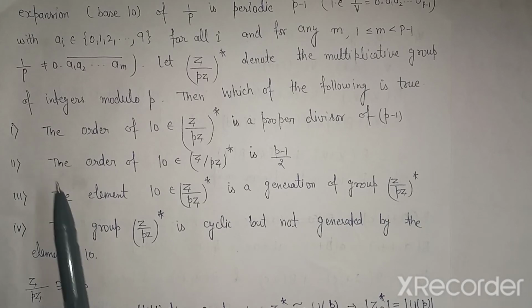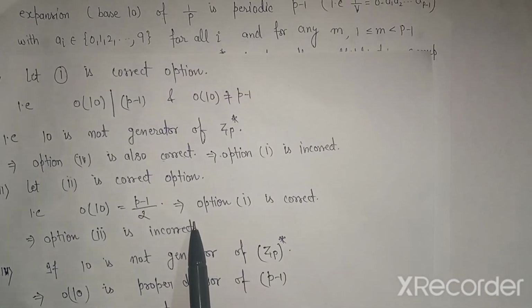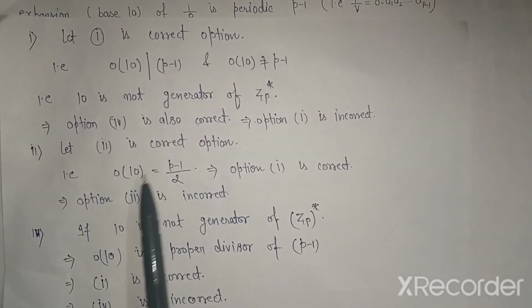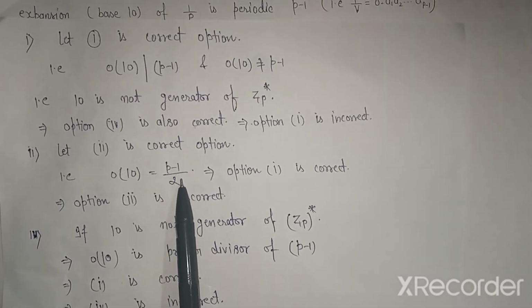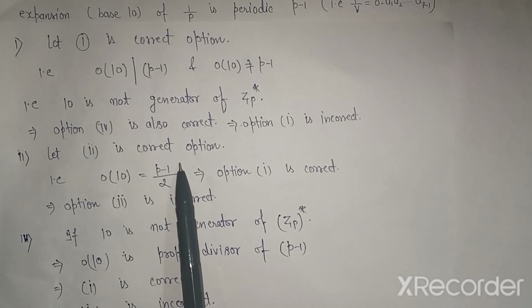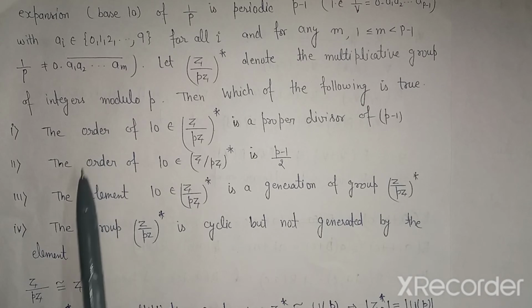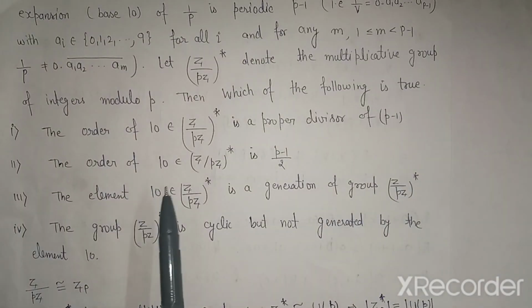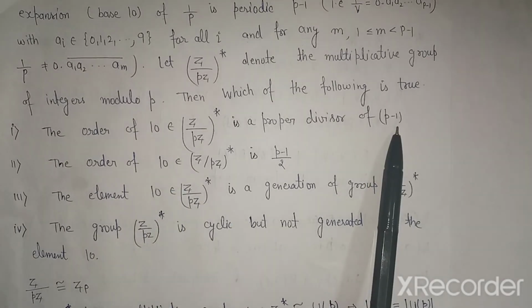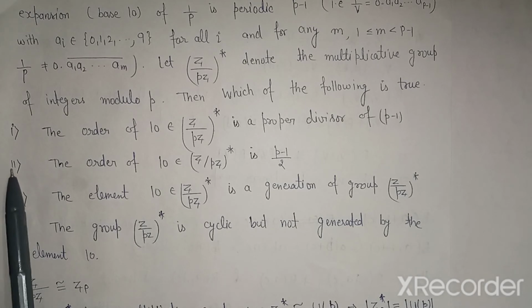Now we go to the second option. The second says the order of 10 is p minus 1. If the second is true, the order of 10 is p minus 1. But the first option says the order of 10 is a proper divisor of p minus 1. So if the second is true, the first is true, but we discarded the first option, so the second option can't be true.